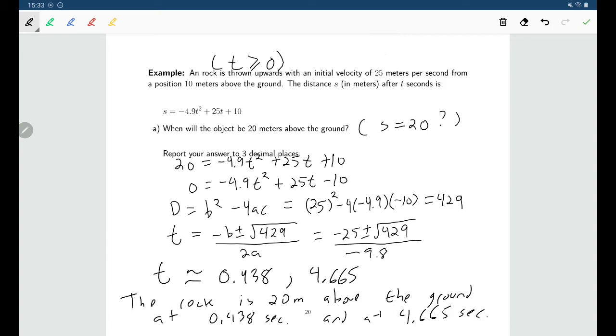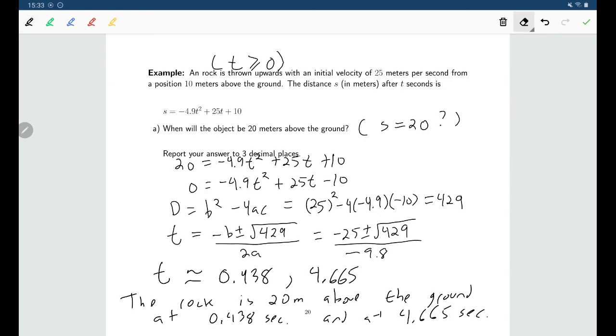If you're thinking about throwing a rock, it'll go up for a little while and then gravity will take over and it'll start heading back downward. So it's not a surprise that if we start throwing it from an initial height of 10 meters, it will reach 20 meters on the way up, reach 20 meters high again on the way down, and then make its way down to the ground.